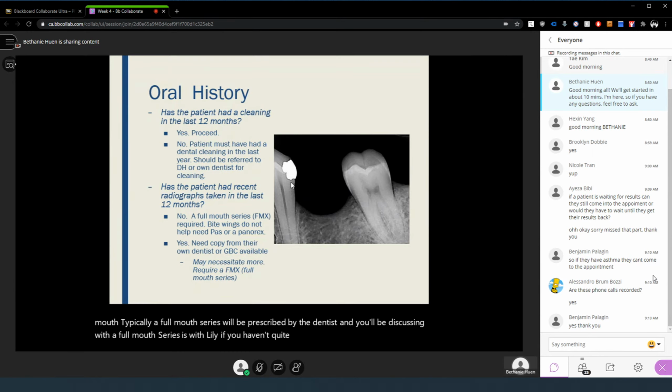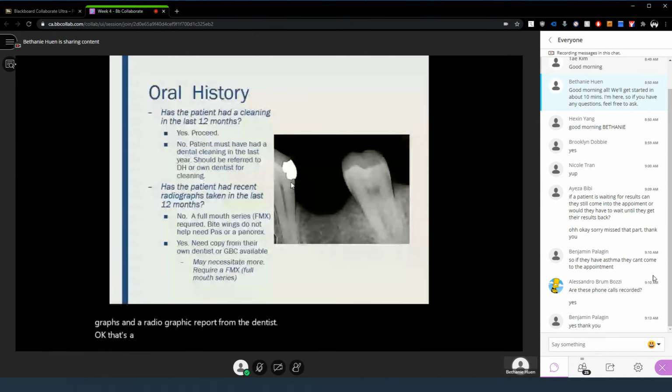Sometimes, instead of requiring a full mouth series, depending on the amount of teeth left in the mouth, they'll request a Panorex. As a denturist, for any partial denture client, you need to have in the chart a copy of the radiographs and a radiographic report from the dentist. That's a red star thing.